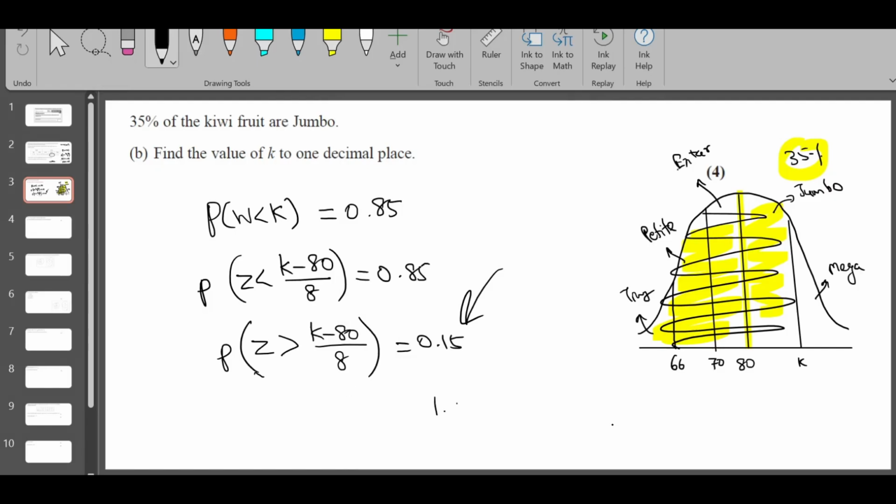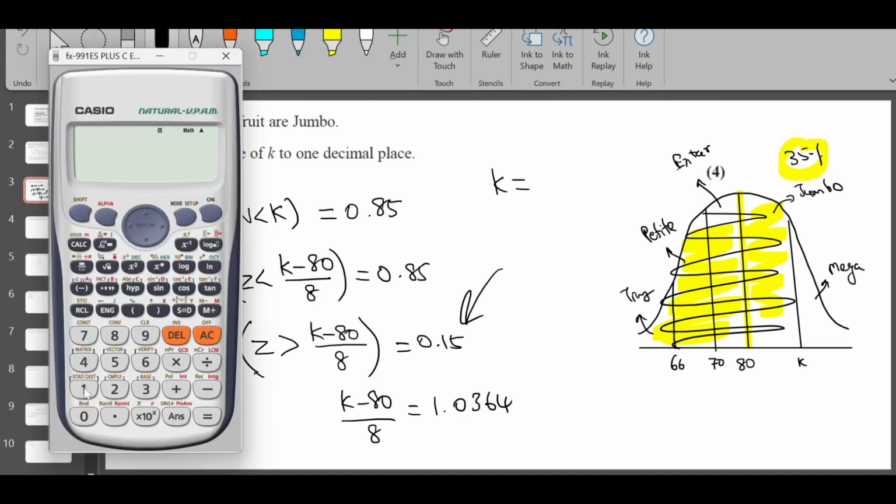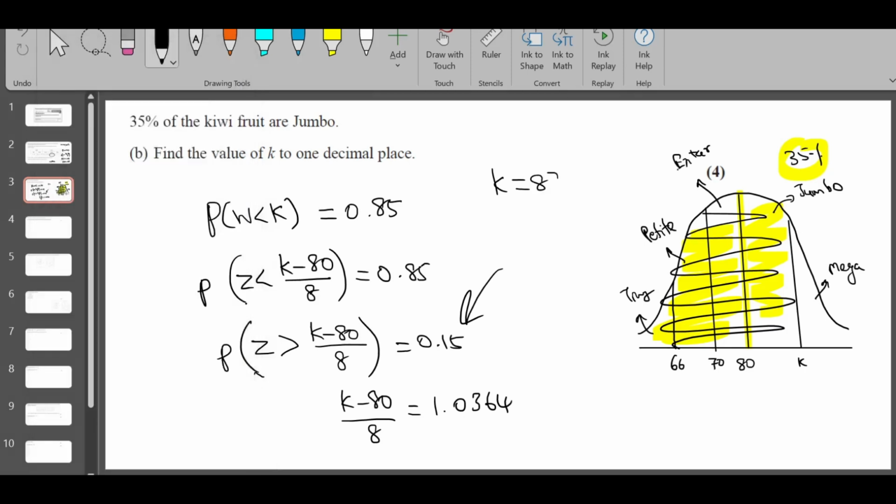So 1.0364 is equal to k minus 80 over 8, and then make k as a subject. 1.0364 times 8 plus 80. They want the answer to one decimal place, so I'm going to write the actual value here, 88.2912. Therefore, K is 88.3 grams. That's the answer.